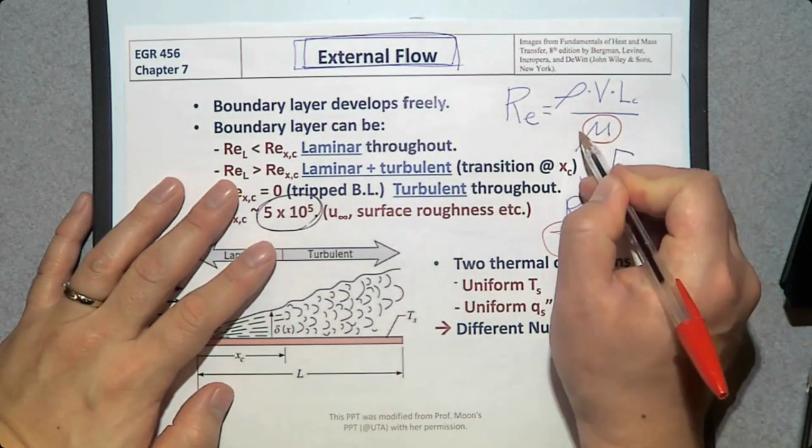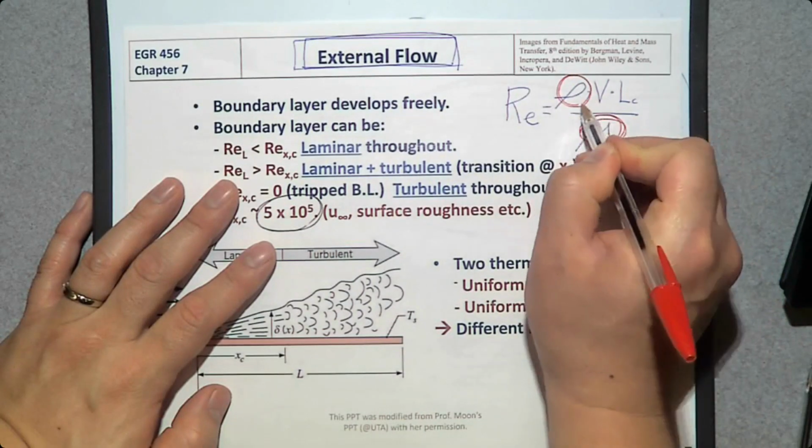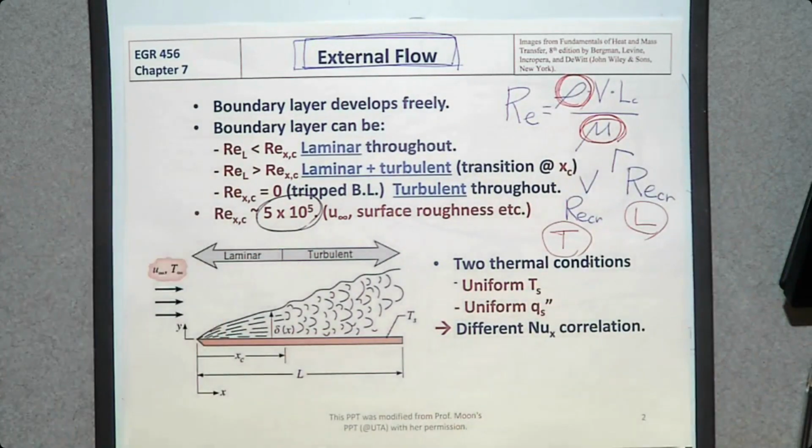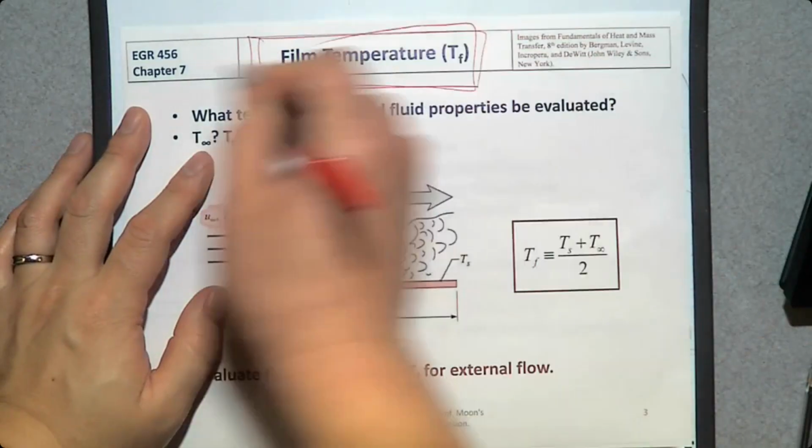What is this mu? Dynamic viscosity. What is this rho? Density. These are material properties. Are they constant? No. They are temperature dependent. When temperature goes up or down, these values change. So you need to know at what temperature we should evaluate those material properties. In general, we use film temperature.